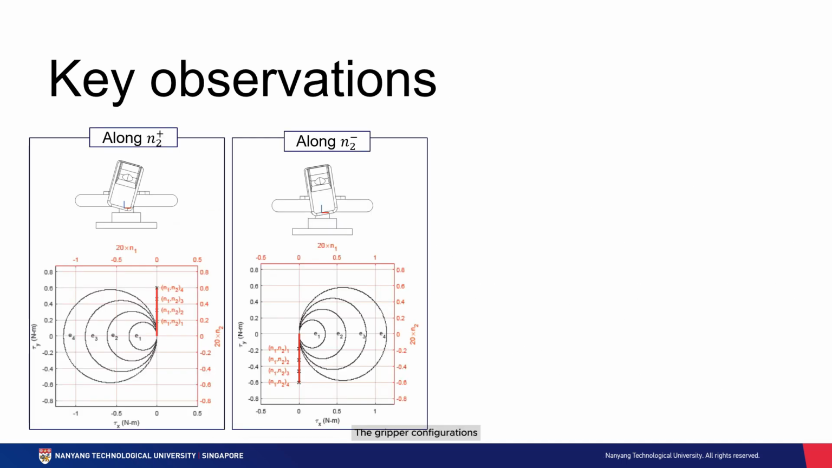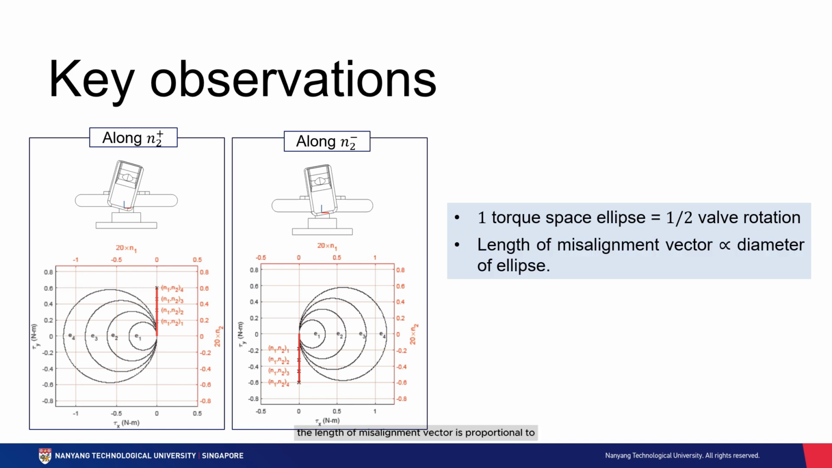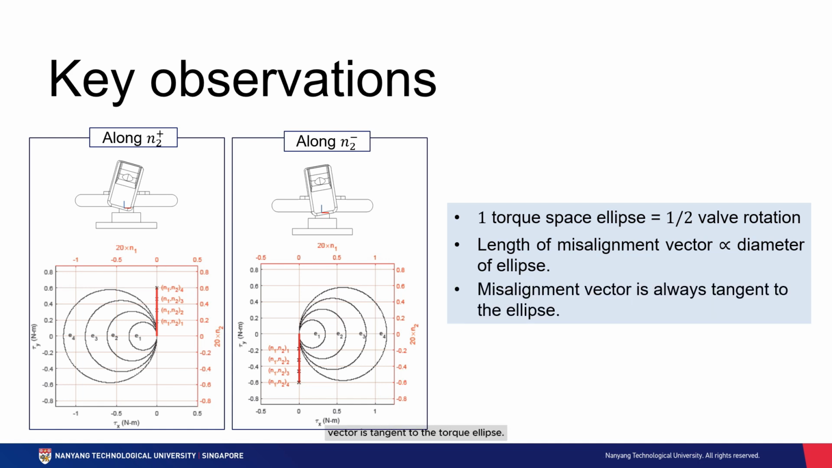The gripper configurations with corresponding reaction torque ellipses are shown here. We vary the misalignment in simulation along the horizontal axis, which means that we are varying n2. And we characterize these results with three key observations. The first, that for every single turn, there are two loops in the torque space. The second, that the length of the misalignment vector is proportional to the diameter of the ellipse. And the last being that the misalignment vector is tangent to the torque ellipse.